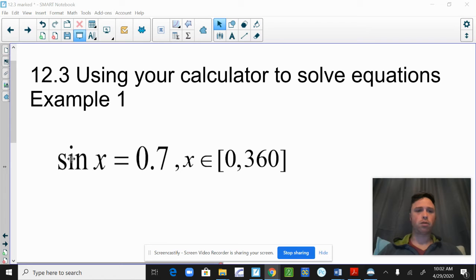It's a pretty fairly basic one. We're just given this simple equation: sine of x is equal to 0.7. This would be a calculator question. This isn't really solvable using non-calculator methods.